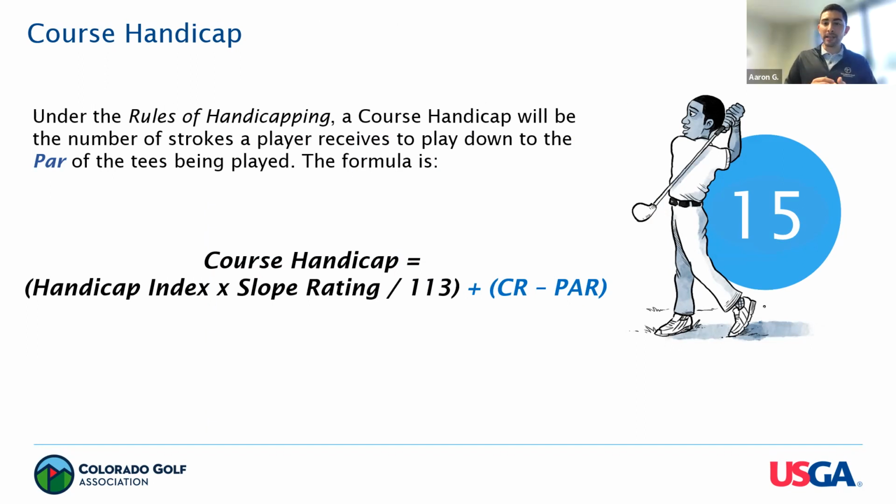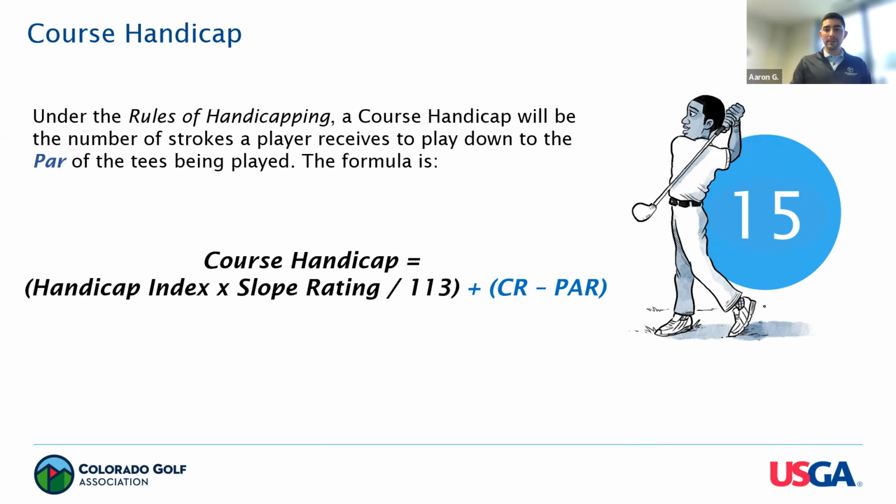Now, in order to calculate a course handicap, we need to know what our handicap index is, as well as the slope and rating and par of the tees we're playing. Right, so what exactly is a course handicap? Well, as we see here, a course handicap will be the number of strokes a player receives to play down to par of the tees being played.